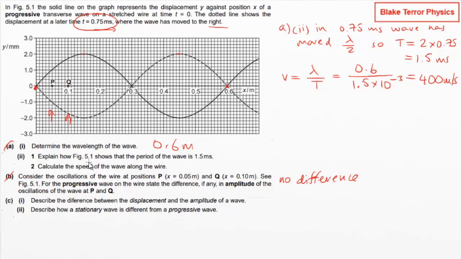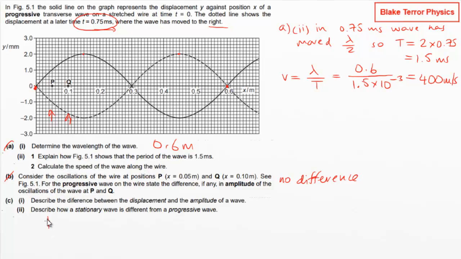C, describe the difference between the displacement and the amplitude of the wave. Right, well, we've been through this so many times, so I'll just say it again. Displacement is the distance from the equilibrium point for a point on the wave at some time, and the amplitude is the maximum displacement. Describe how a stationary wave is different from a progressive wave.